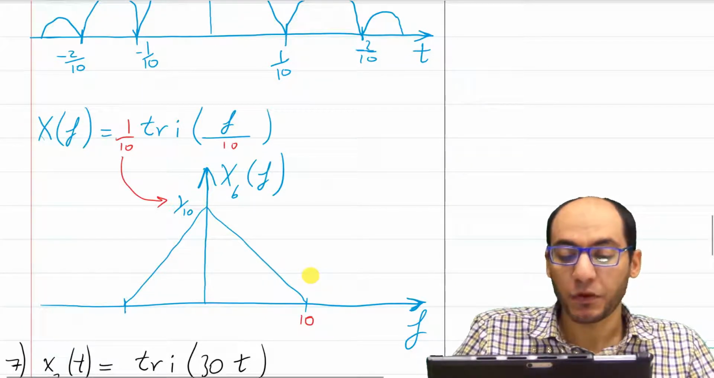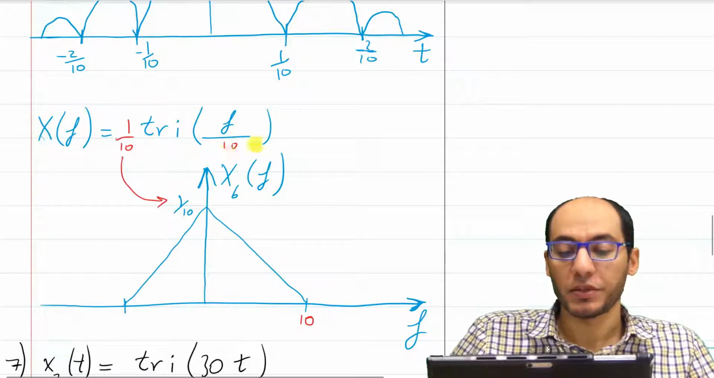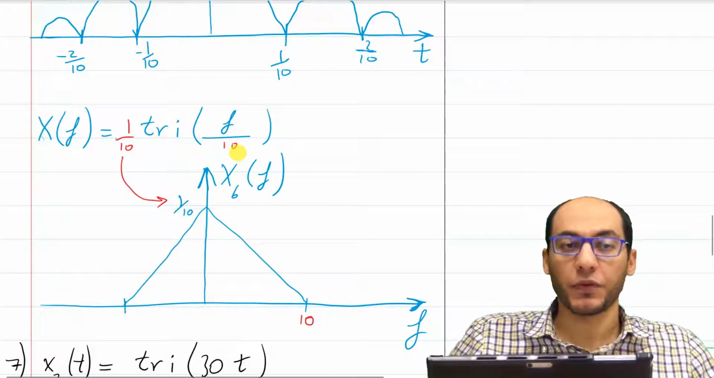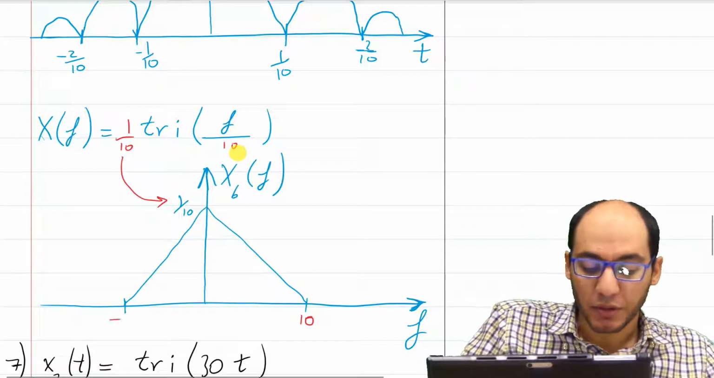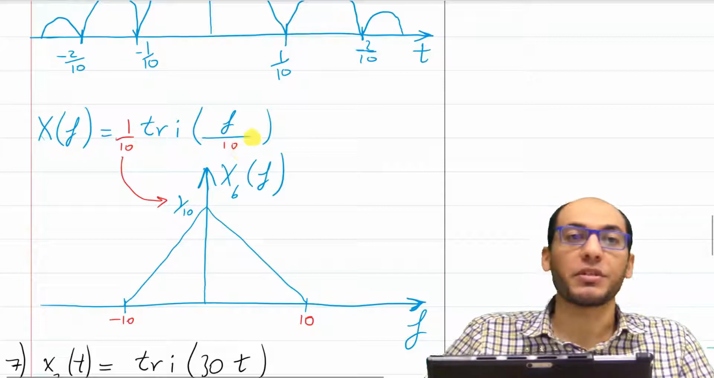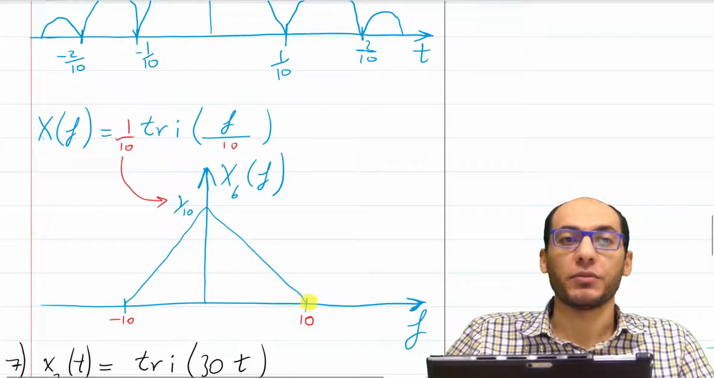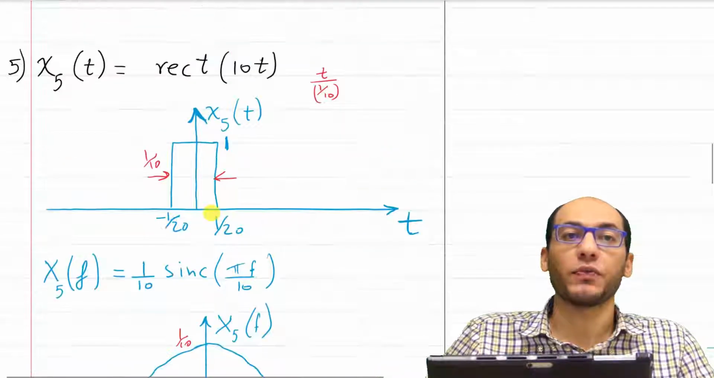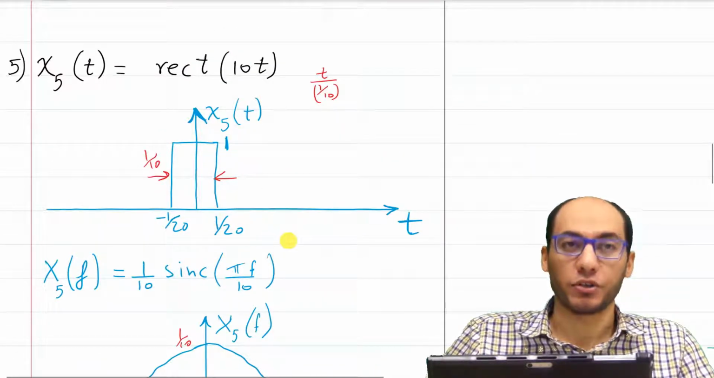Where did I get this 10 from? I got it from this number. Okay, so it's not the width anymore as it was the case in the rectangular function. No, right now it's not the width, it is the positive side. So the 10 here represents the positive side. Okay, so make a note of this so that you do not get confused with the rectangular function.